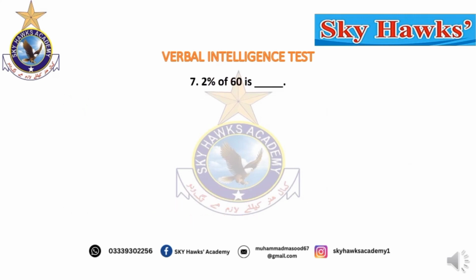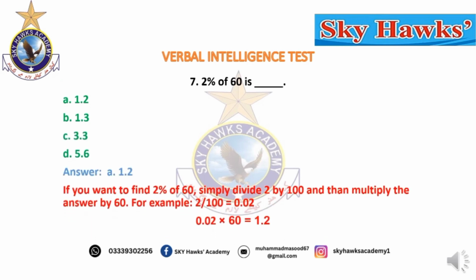Next is 2% of 60: 1.2, 1.3, and here are the options, and this is the way. If you want to find 2% of 60, simply divide 2 by 100 and then multiply it by 60, and you will get the simple answer, that would be 1.2.